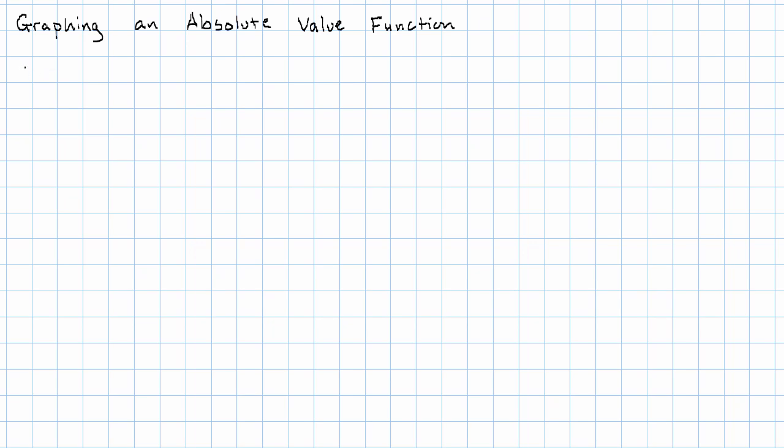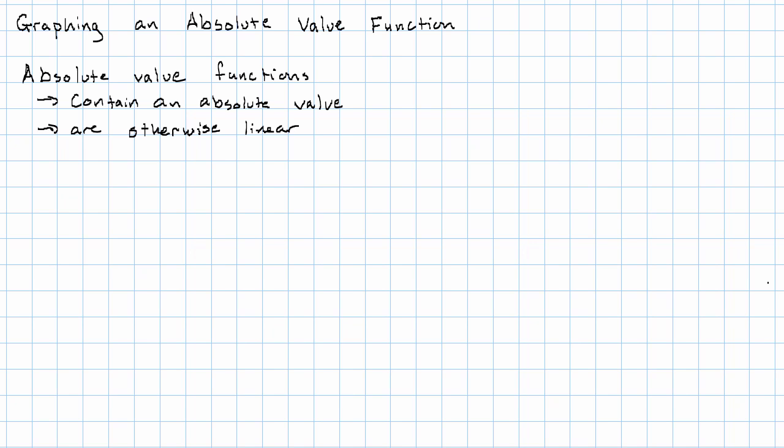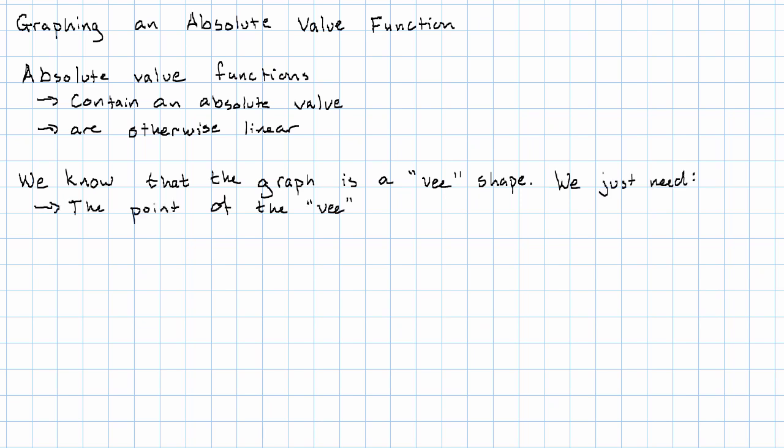So recall, we said that absolute value functions contain an absolute value function, but are otherwise linear. When we want to graph such a function, we know that the graph is a V-shape. We just need to know where it is and how wide or narrow. In order to pinpoint that, we're going to do two things.